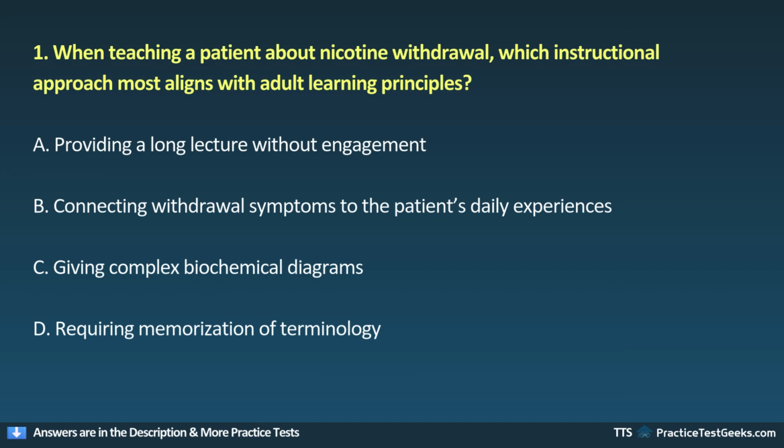1. When teaching a patient about nicotine withdrawal, which instructional approach most aligns with adult learning principles? A. Providing a long lecture without engagement. B. Connecting withdrawal symptoms to the patient's daily experiences. C. Giving complex biochemical diagrams. D. Requiring memorization of terminology.